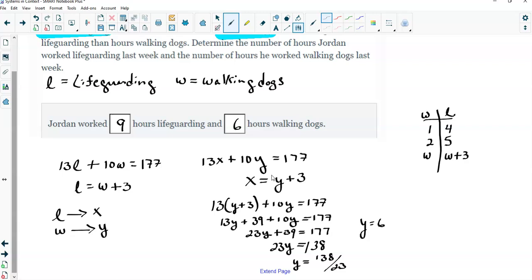You could just put it on the calculator, on a graphing calculator, and it will give you the solution for X and Y. X would have been 9 and Y 6. So that's your solution on the calculator.